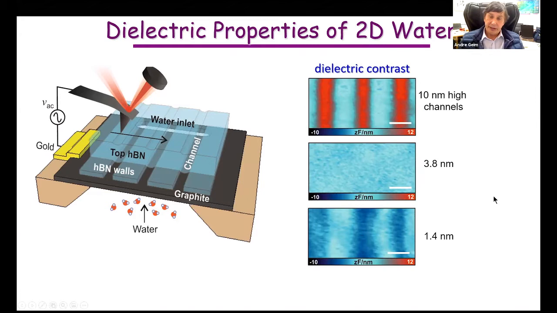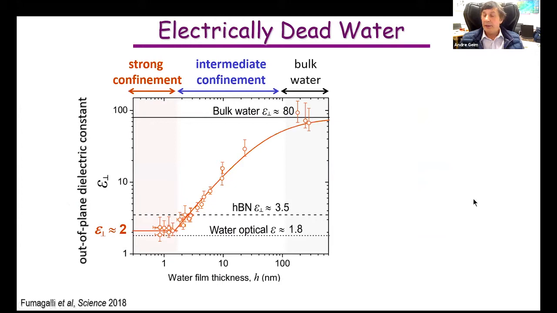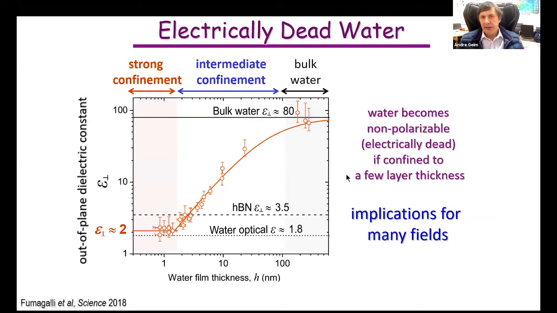And that's quite unusual. We can quantify all those data in terms of out-of-plane dielectric constant. And as you see here, from the bulk properties of water for 100 nanometer channels, we gradually go to water which is electrically dead, non-polarizable, at least in one direction, perpendicular to the channels. And as I described in my introduction, it has implications for many fields where the microscopic dielectric constant of water on this small scale is involved.